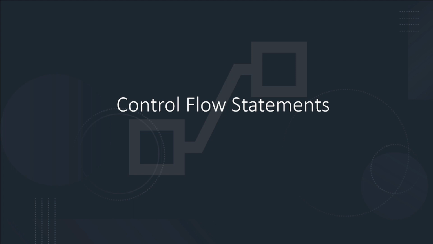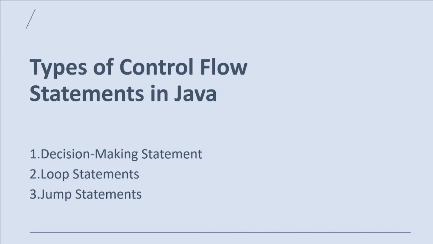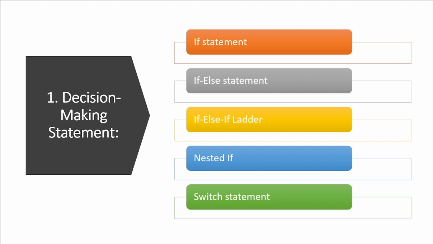So today we are going to cover the topic control flow statements. It is the order in which the individual statements, instructions, or function calls of the program which we write are executed. We have different types of control flow statements in Java: decision making statements, loop statements, and jump statements. Decision making statements are the statements which control the execution of the statements based on some condition provided.